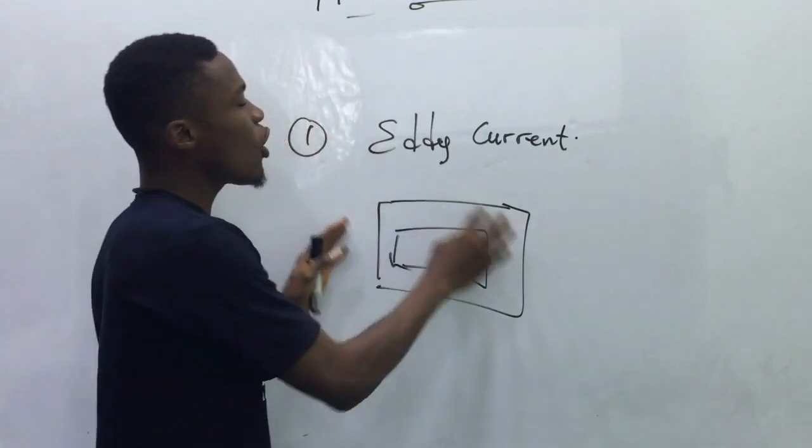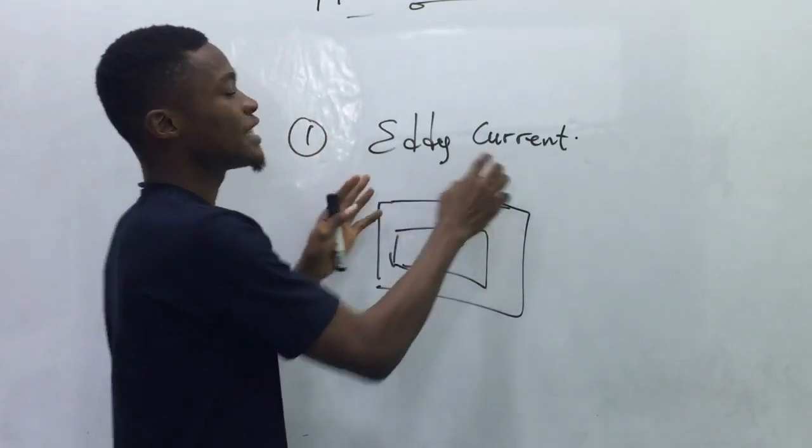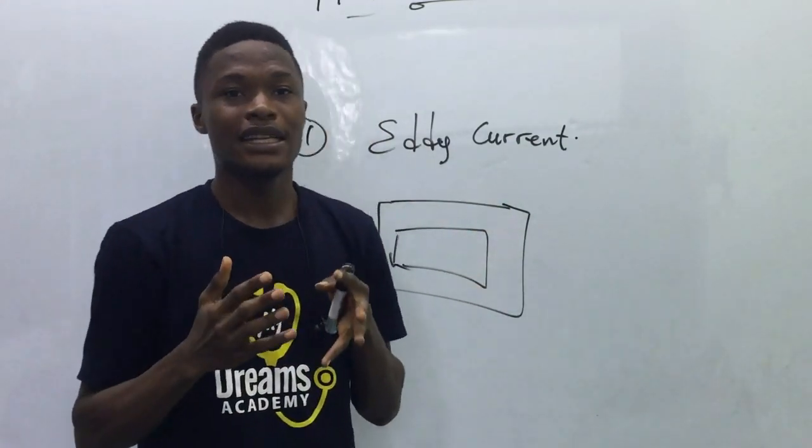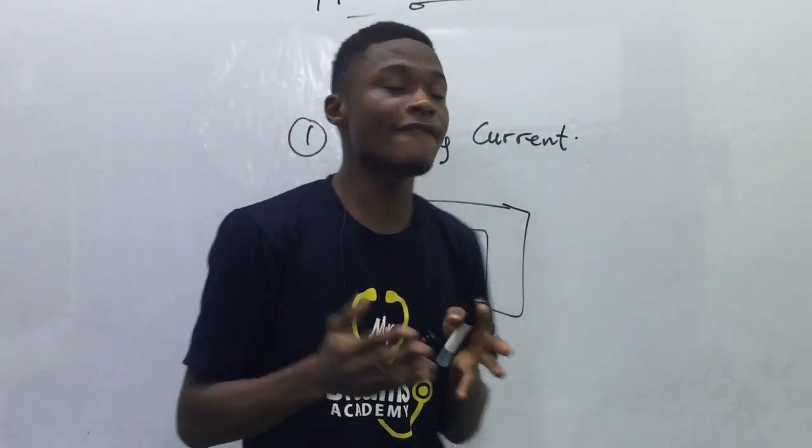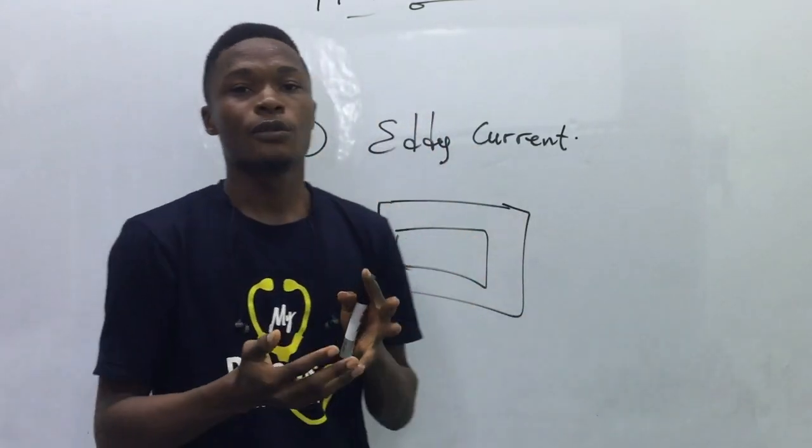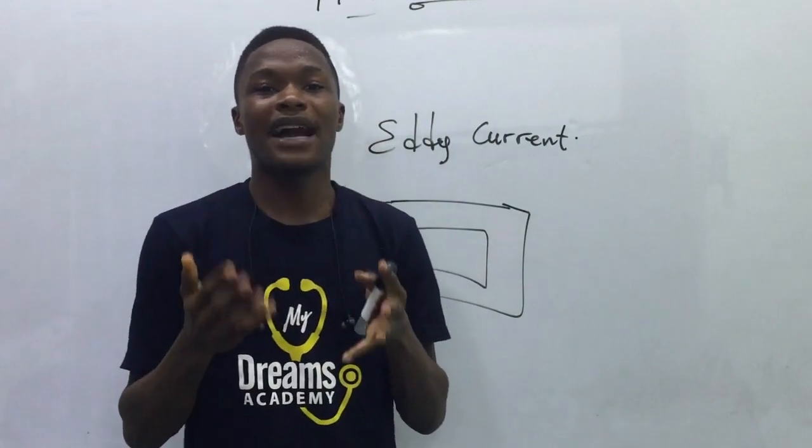Now, the reason why the coil is designed that way is to reduce what we call eddy current. Eddy current is normally generated whenever a metal is oscillating in a magnetic field.